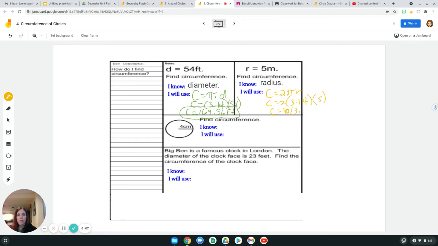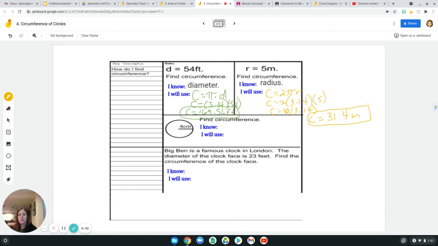times 3.14. And don't we love powers of 10? We don't need a calculator with a power of 10. That power of 10 is just going to move our decimal one place. So our answer is going to be 31 and 4/10 meters. So for our second example, the circumference, the distance around that circle is 31 and 4/10 meters. Didn't even have to use a calculator.